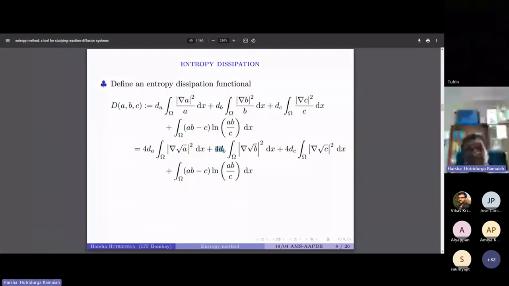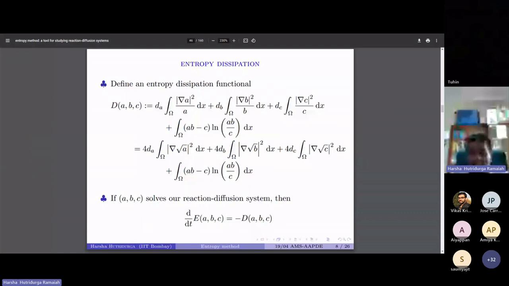Now you got this thing, and what have we just shown? We have shown that if ABC solves the 3x3 reaction diffusion system, the time derivative of this entropy functional evaluated along the solution to this problem is just the negative of this dissipation, the entropy dissipation function. Okay, this is what we have shown so far.